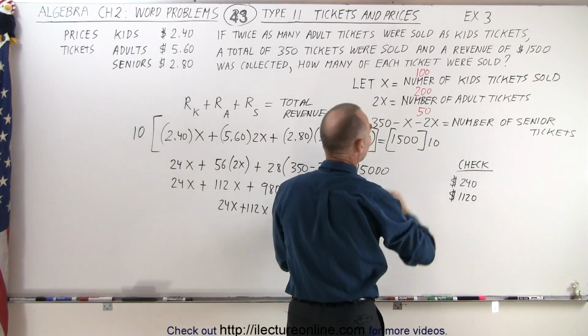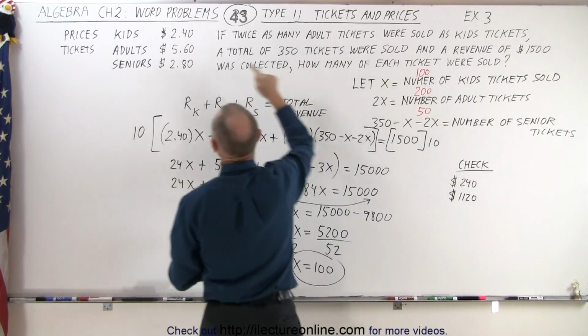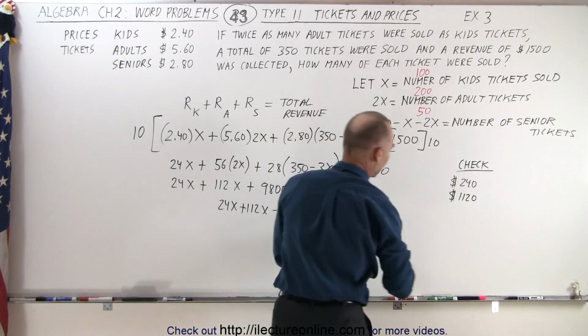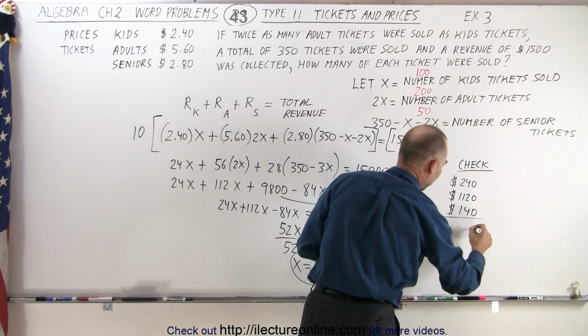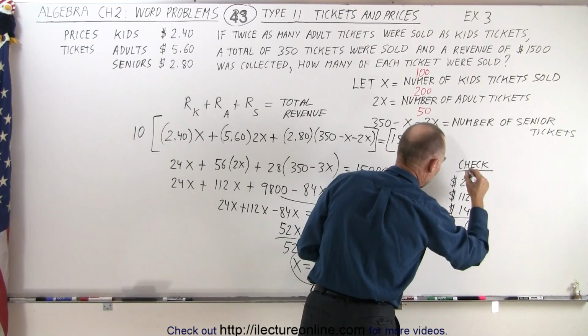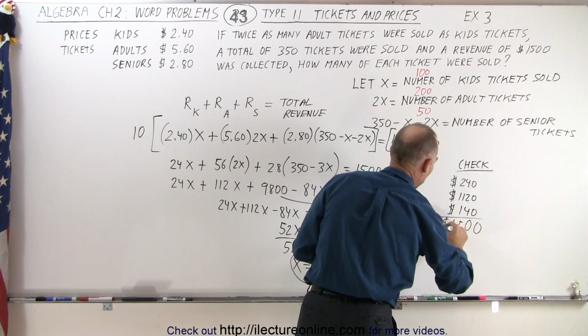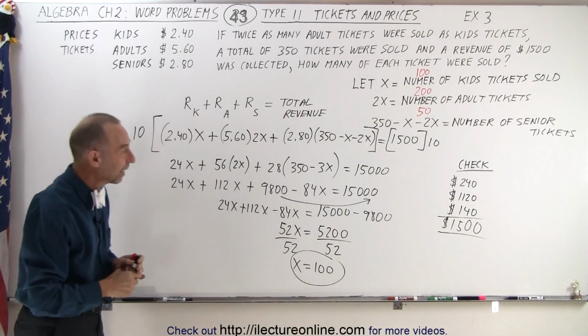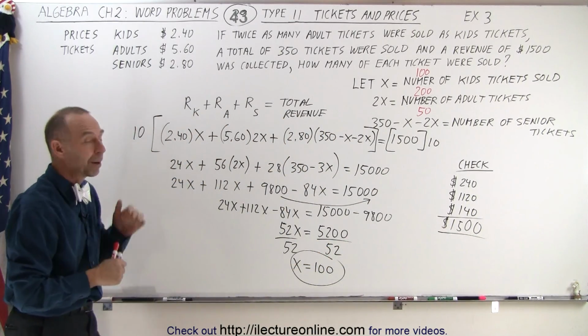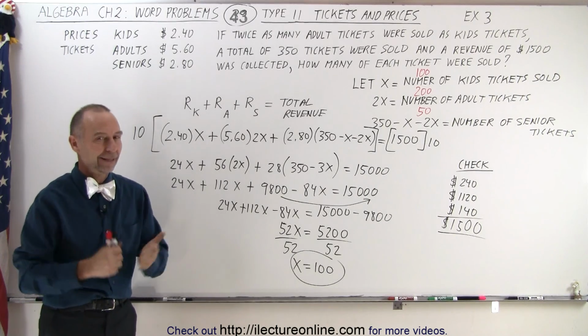And finally, we have 50 tickets sold of the senior type, that would be another $140 worth of tickets. When we add them all together, we do come up with the amount of revenue sold that night on tickets, $1,500. And since it's a match, we probably did it correctly, and that is how it's done.